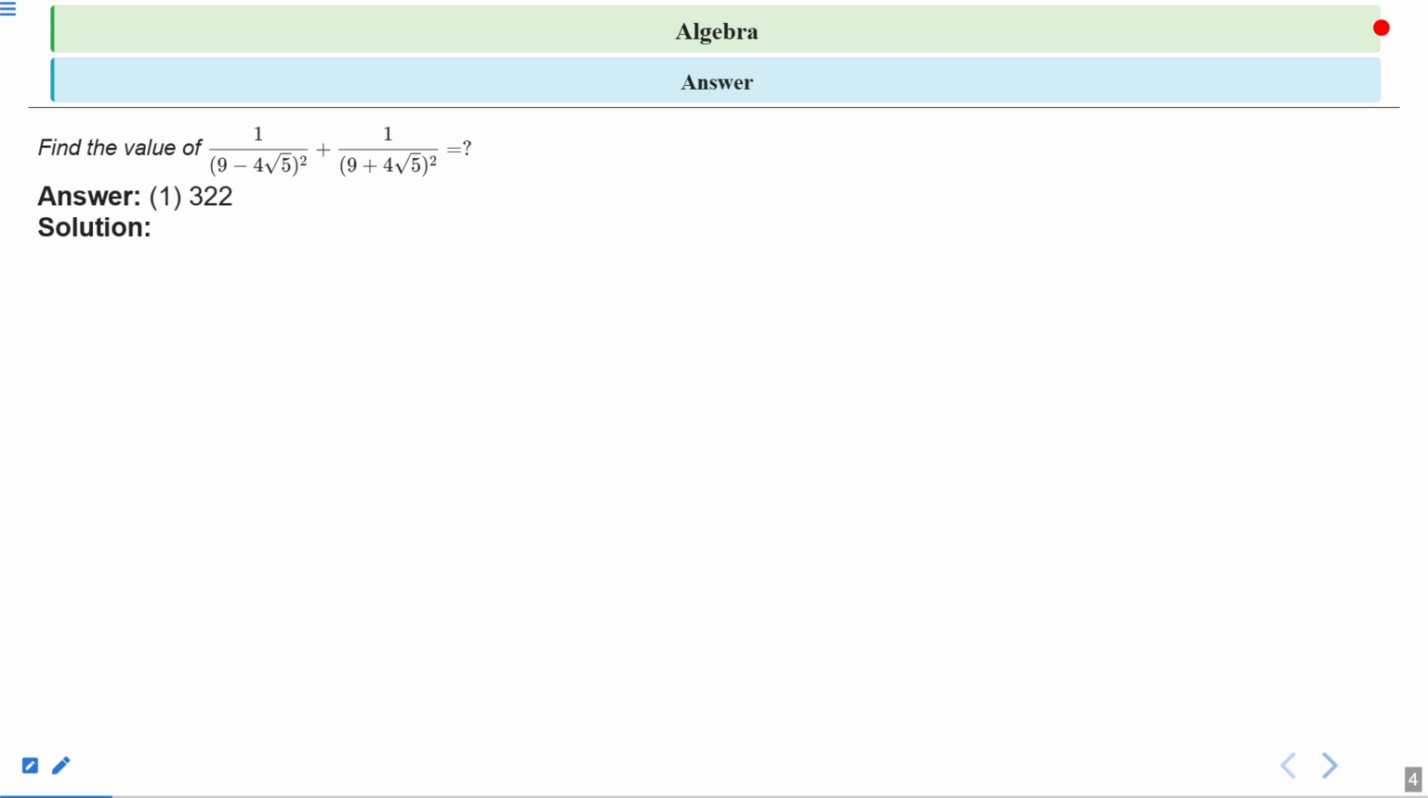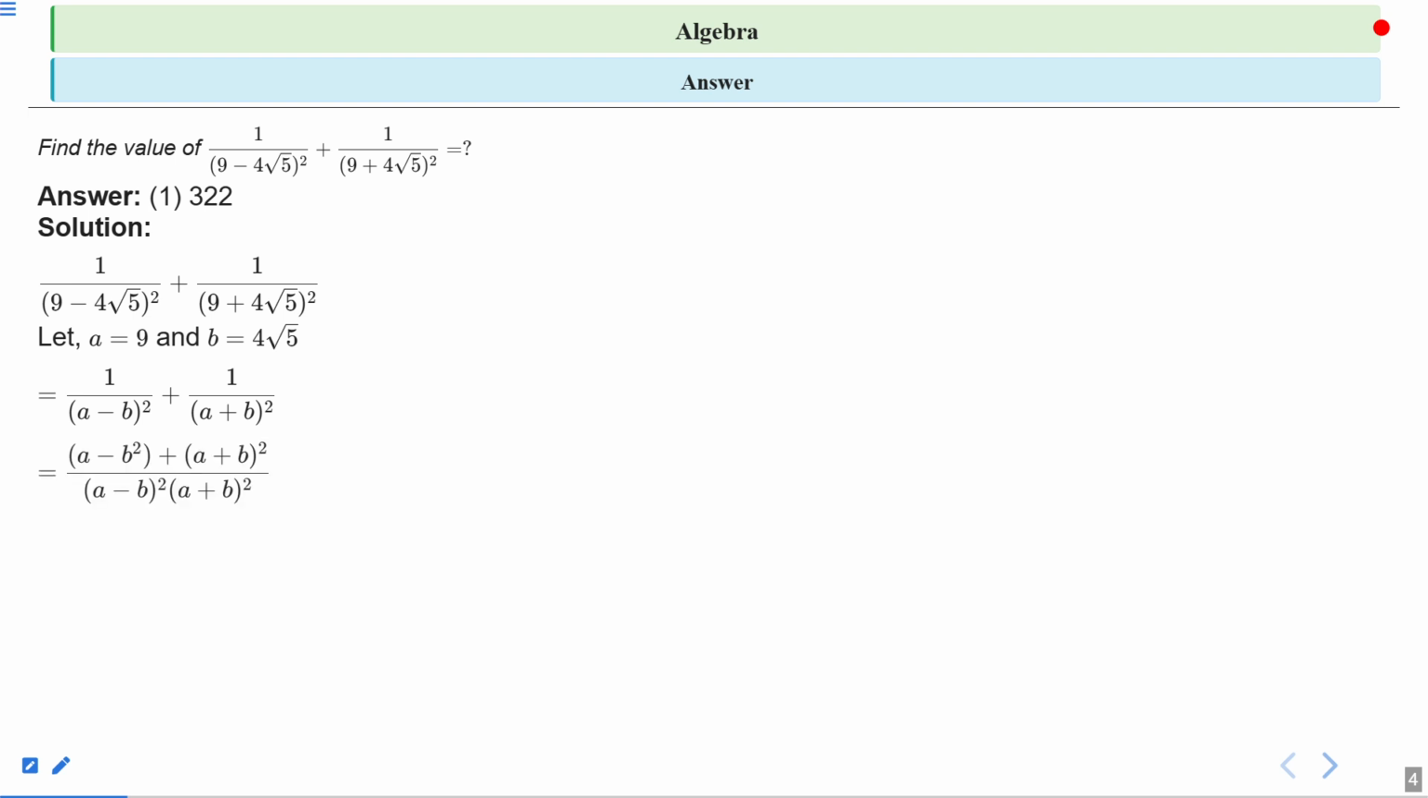Now see the detailed solution of this question. The question is 1 upon (9 minus 4 root 5) whole square plus 1 upon (9 plus 4 root 5) whole square. First we let a equal 9 and b equal 4 root 5. So the expression becomes 1 upon (a minus b) whole square plus 1 upon (a plus b) whole square. When we simplify it, we take the LCM. We get (a minus b) whole square plus (a plus b) whole square in the numerator, and in the denominator (a minus b) whole square into (a plus b) whole square.